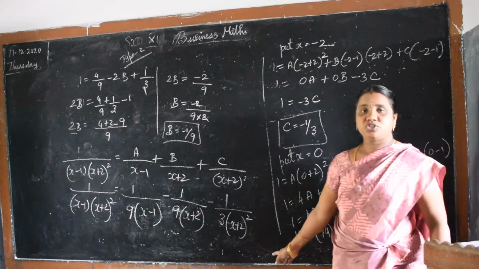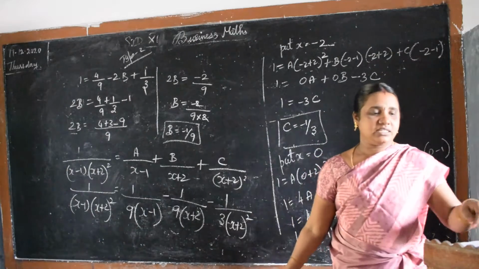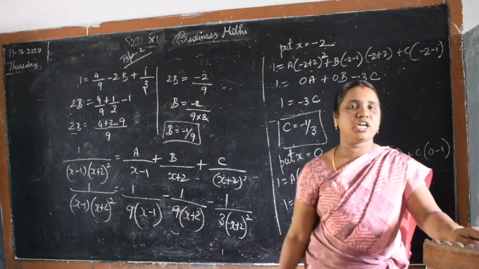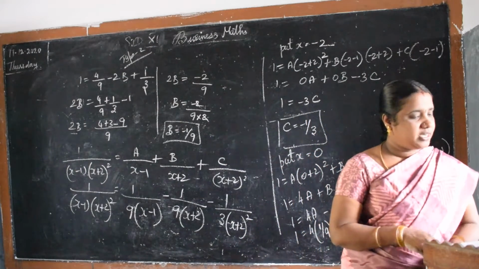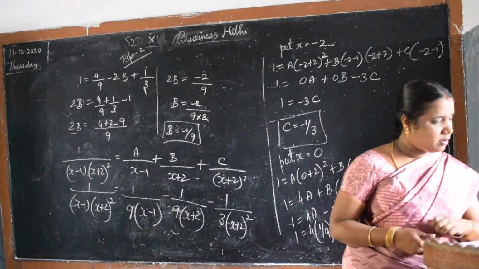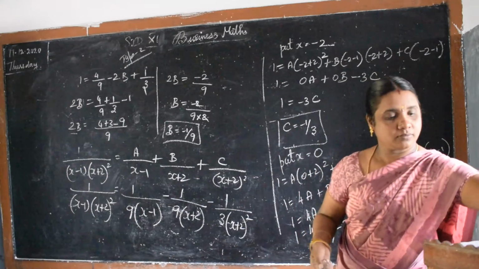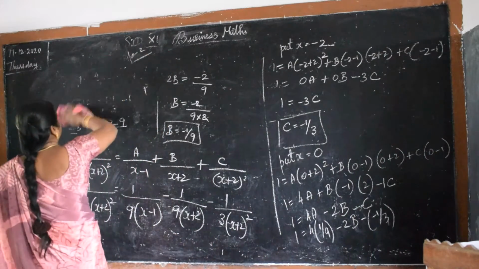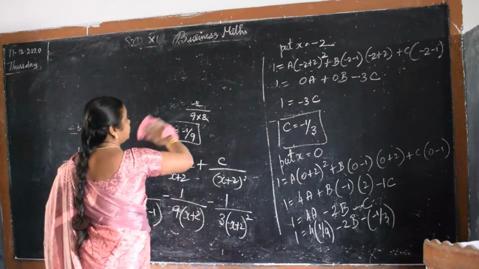Okay? This is type 2. Like this you have to do the 9th problem. This method, the 9th problem you have to do as homework. Okay? Next, see, fourth problem. See, next I am going to do the fourth problem.